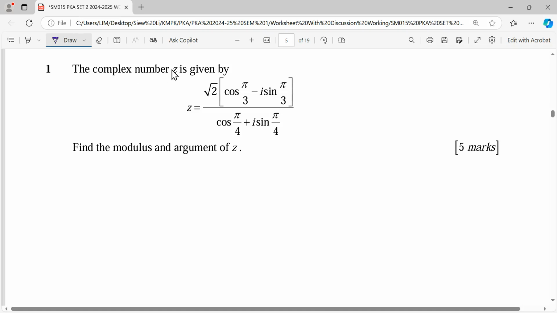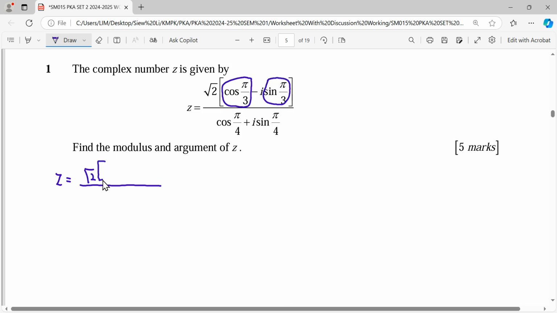The complex number z is given as below. Find the modulus and the argument of the z. So first of all, we simplify this complex number. As you can see, cos pi over 3, sin pi over 3, all these can be valued out.